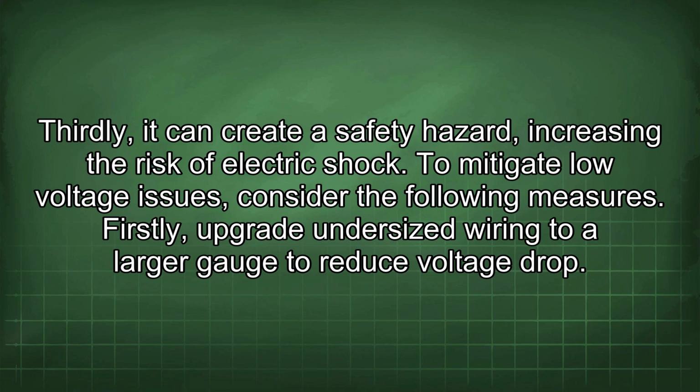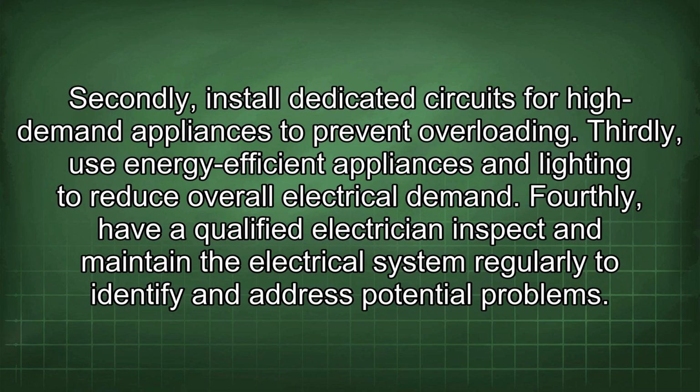To mitigate low voltage issues, consider the following measures. Firstly, upgrade undersized wiring to a larger gauge to reduce voltage drop. Secondly, install dedicated circuits for high-demand appliances to prevent overloading. Thirdly, use energy-efficient appliances and lighting to reduce overall electrical demand. Fourthly, have a qualified electrician inspect and maintain the electrical system regularly to identify and address potential problems.